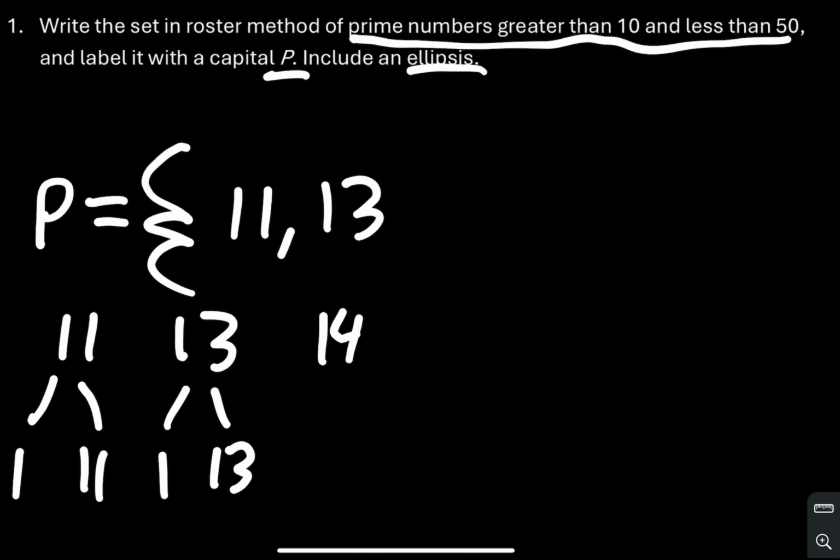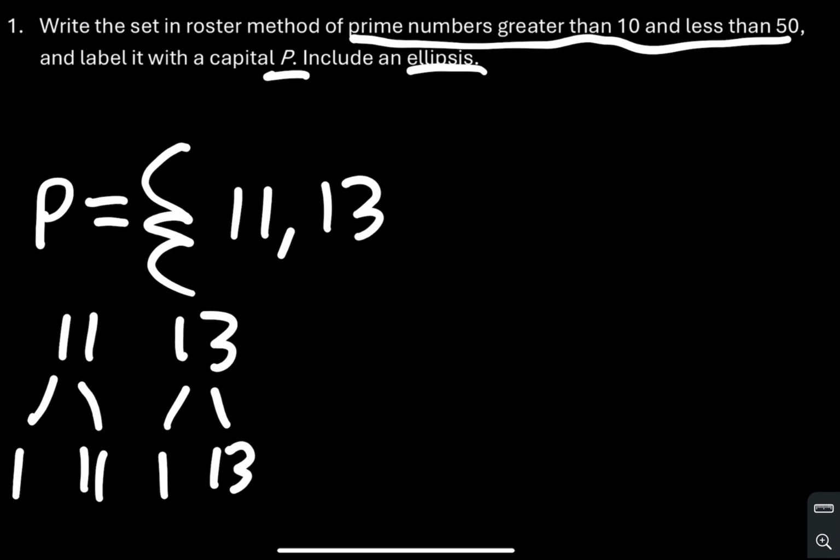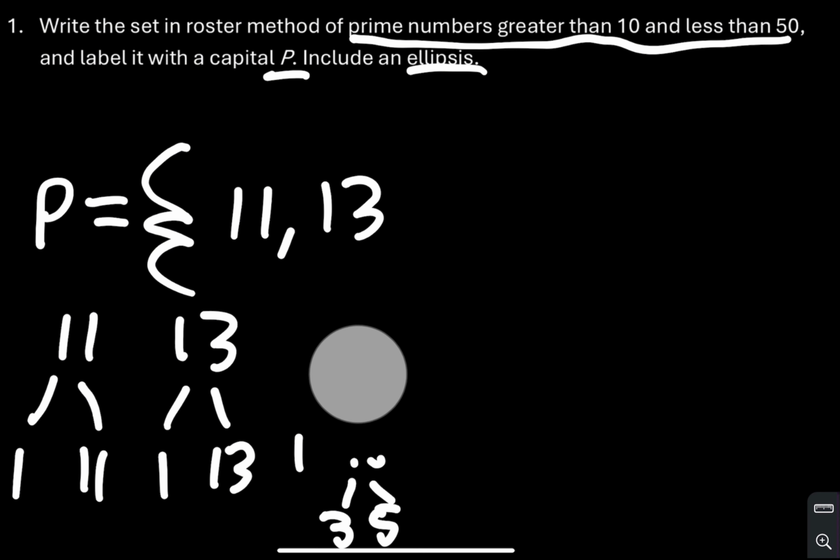Next we have 14, so we have 1 times 14, but 14 we can factor out to 2 times 7, so it has more than 2 factors, so 14 is not going to be a prime number. Next we have 15, so we have 1 and the number itself, but 15 we can factor out into 3 times 5, so 15 is not going to be a prime number.